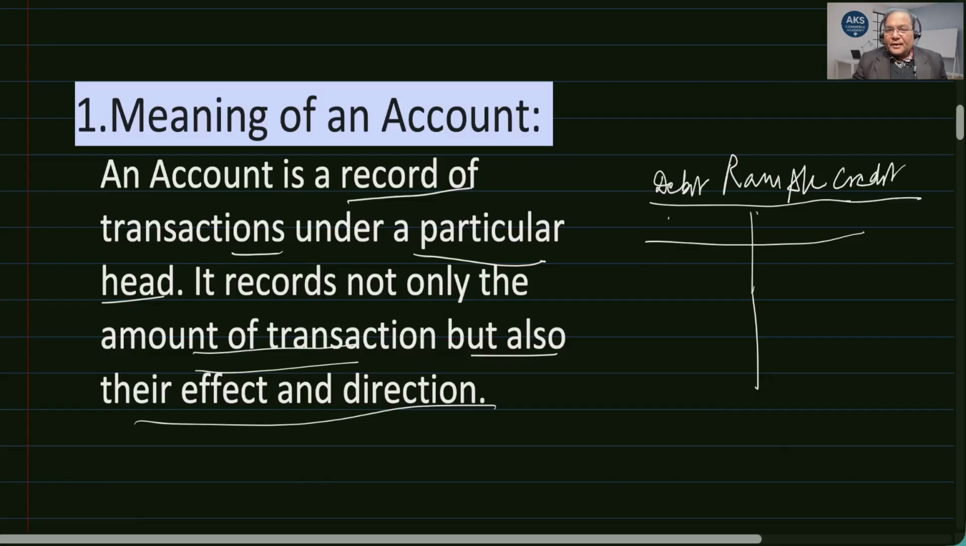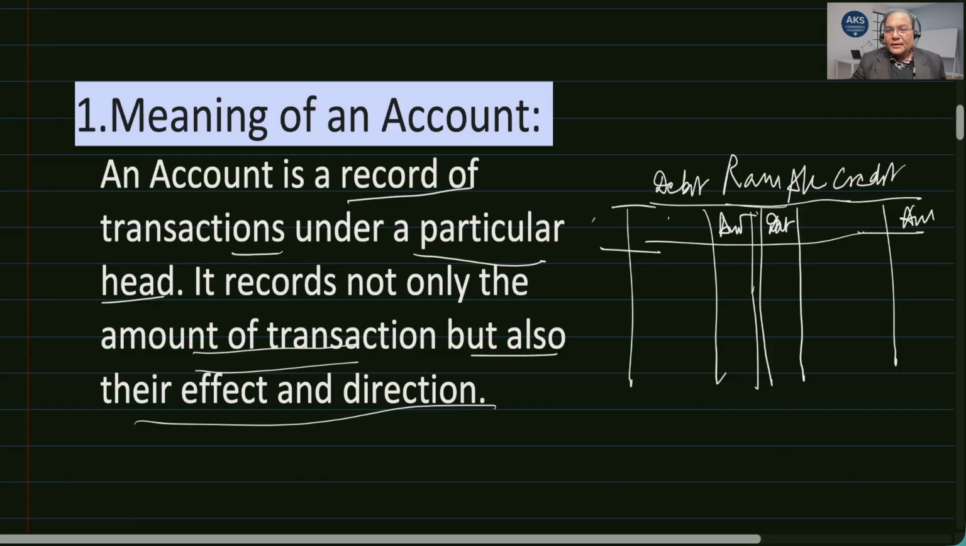If a particular transaction happens, the particular head is Ram. Now there is an amount column. I'll draw it here. So this is amount. There is a date column. This is date. Just for understanding's sake, now understand this.